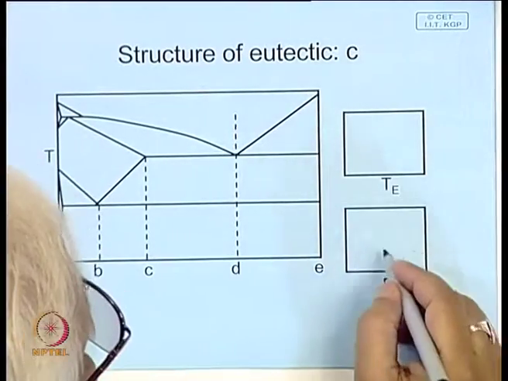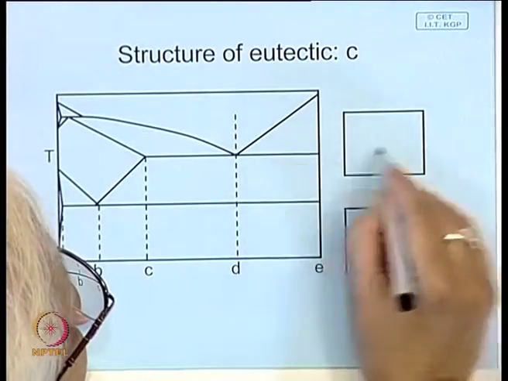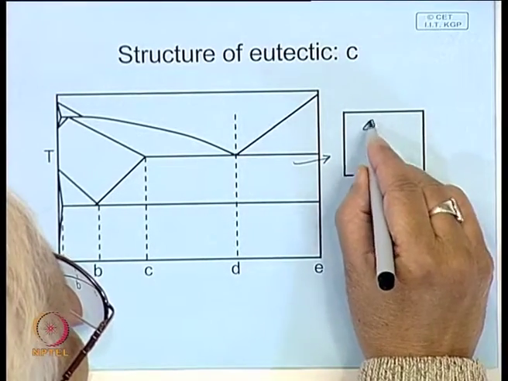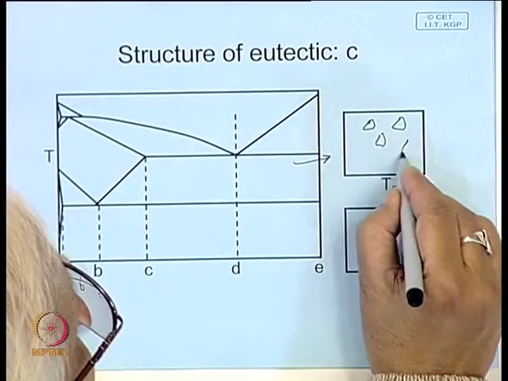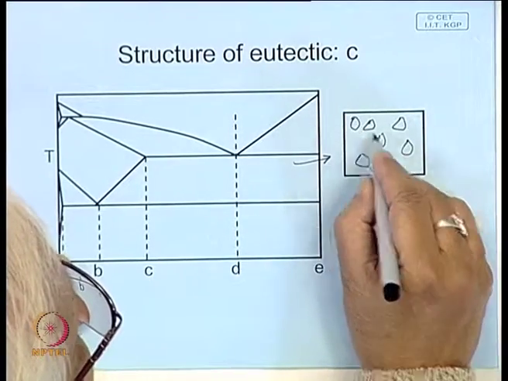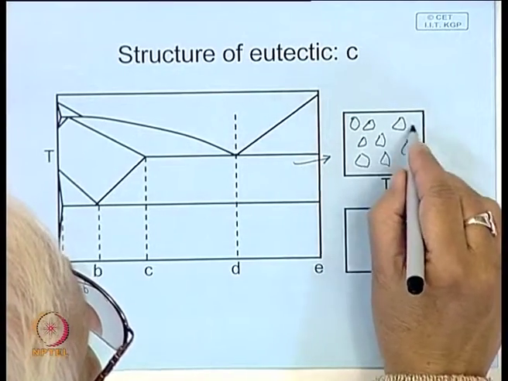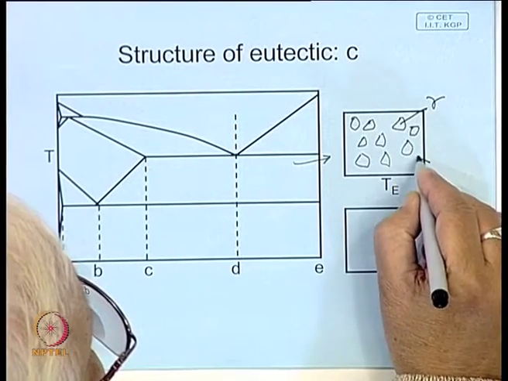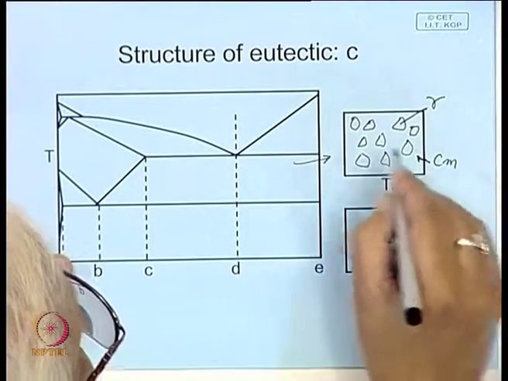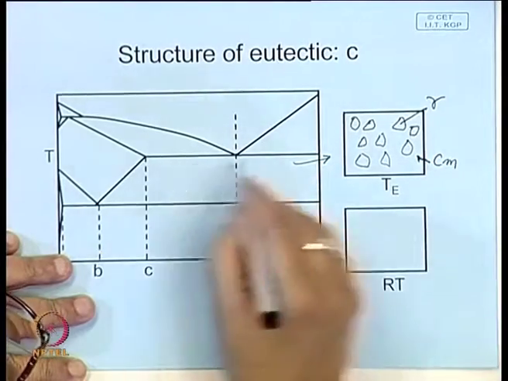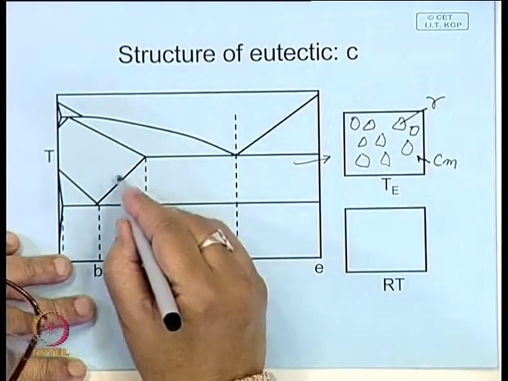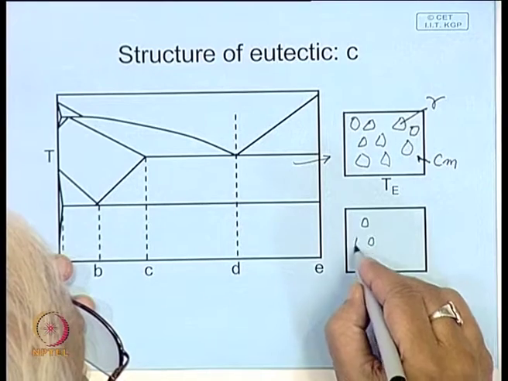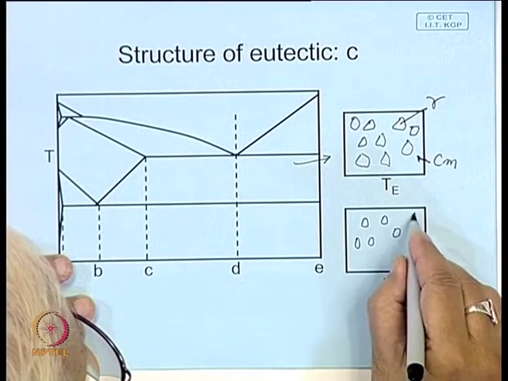Here I think I just explained. At the eutectic temperature, your structure will be this: this will be your austenitic region. So, these are your austenite, this is cementite, and as the temperature goes down, cementite precipitates out from this austenite. So, they become smaller, they become smaller.